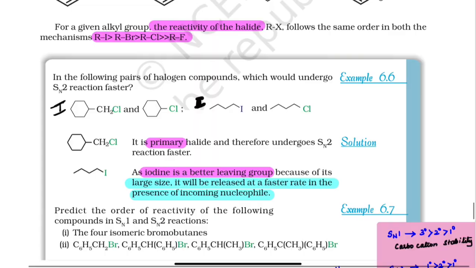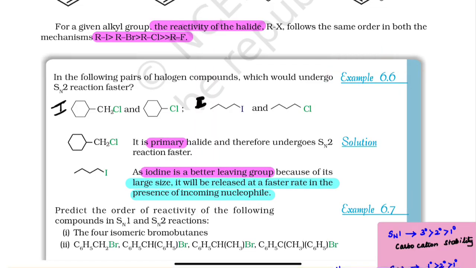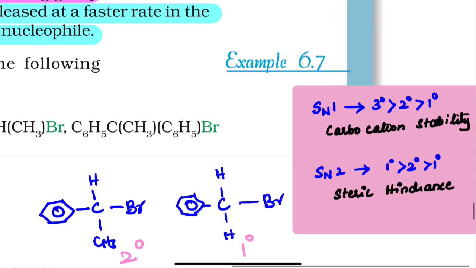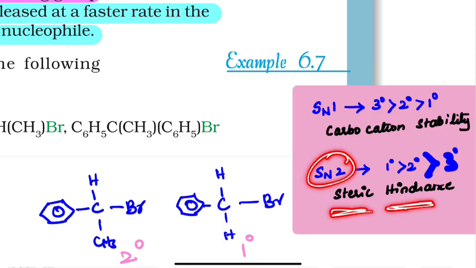So now we will solve this example 6.6. In the following pair of halogen compounds, which would undergo SN2 reaction faster? So students, first remember this. For SN1, the rate of reaction for tertiary will be more, and then secondary and then primary, and you have to check the stability of the carbocation. For SN2, primary is greater than secondary, which is greater than tertiary. And then you have to check for the steric hindrance. For SN2, you have to check for the steric hindrance.